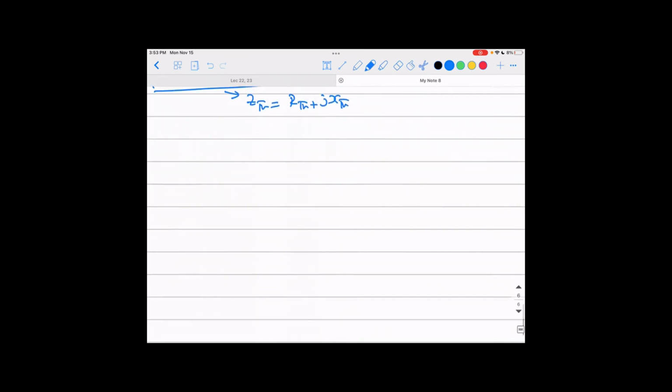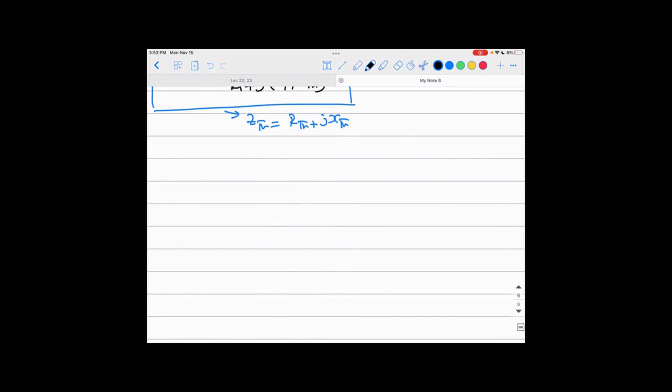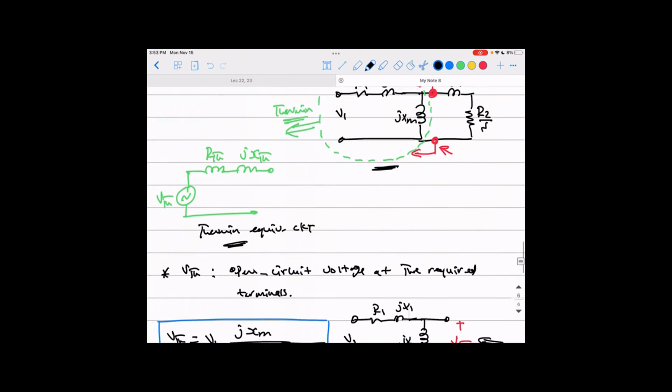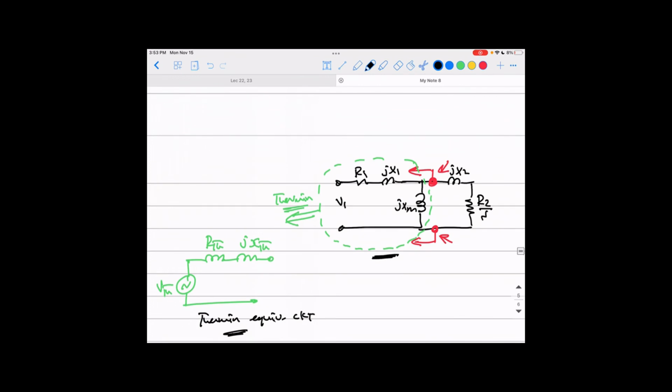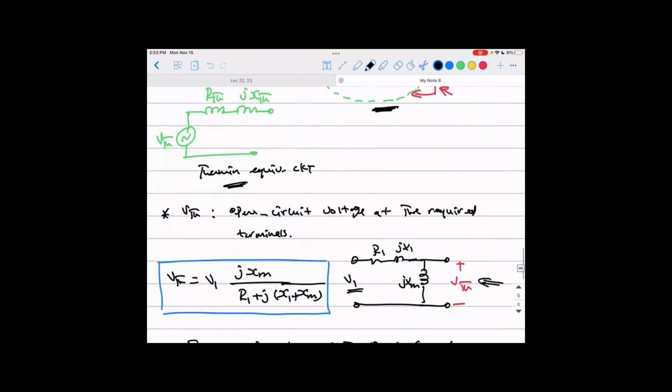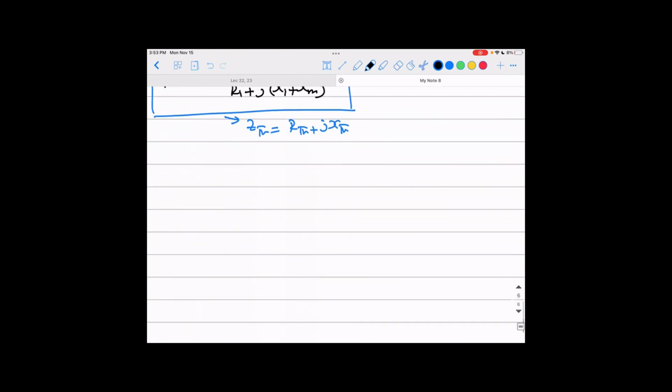And now we made our Thevenin equivalent circuit representation. We can just apply it here, remember? We need to take this part and replace it by the Thevenin equivalent circuit. Now your motor equivalent circuit will look like that: R Thevenin plus JX Thevenin, and here the terminals you opened before to find the Thevenin equivalent circuit, then JX2, and here is R2 over S. And this voltage is V Thevenin.